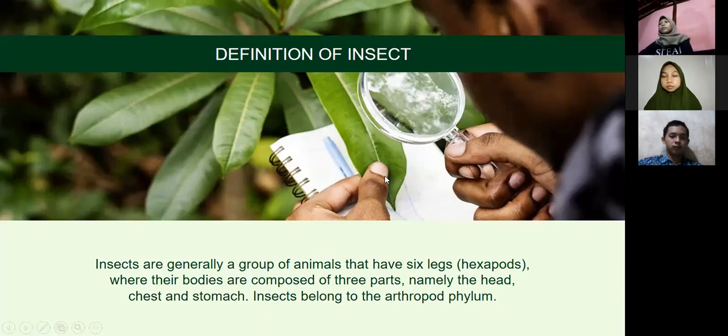First, the definition of insect. Insects are generally a group of animals that have 6 legs, or hexapods, where their bodies are composed of 3 parts, namely the head, chest, and stomach. Insects belong to the arthropod phylum.